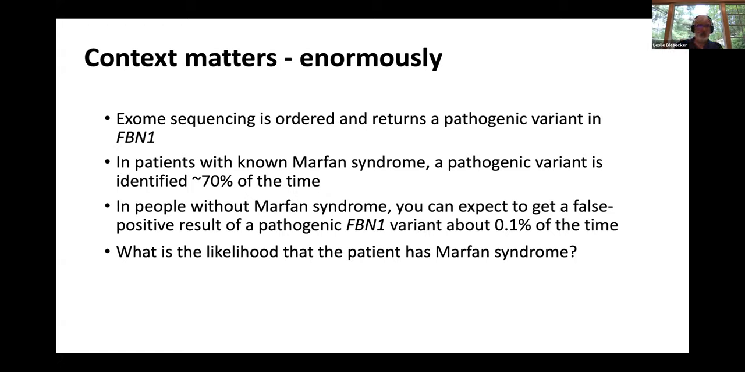And I went to Hal Dietz, an expert in Marfan syndrome at Johns Hopkins, and got these numbers. Hal and I estimate that in patients with known Marfan syndrome, a pathogenic variant is identified about 70% of the time. And in people without Marfan syndrome, if you just sequence a bunch of healthy people, you will get a false positive result of a variant in fibrillin 1 said to be pathogenic in about 1 in 1,000 people. And that's again because our variant pathogenicity assessments are not perfect. Sometimes we call variants pathogenic when they're not.